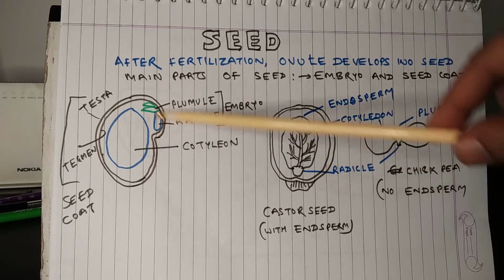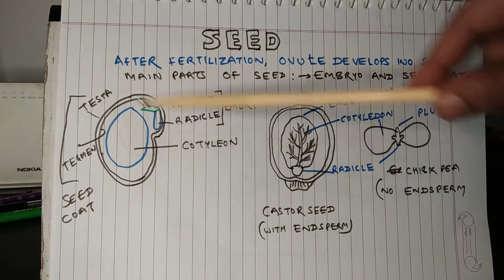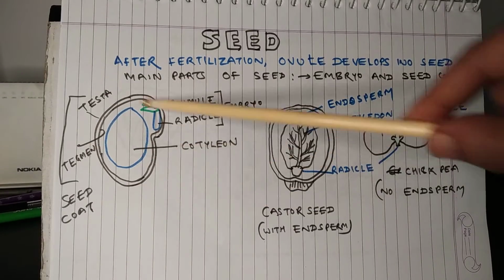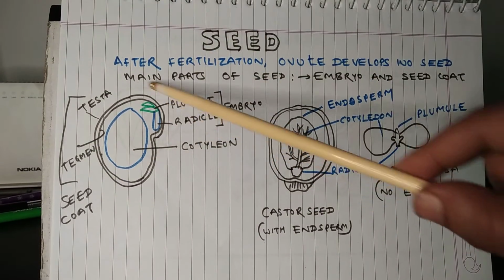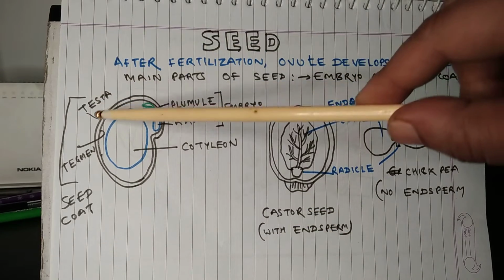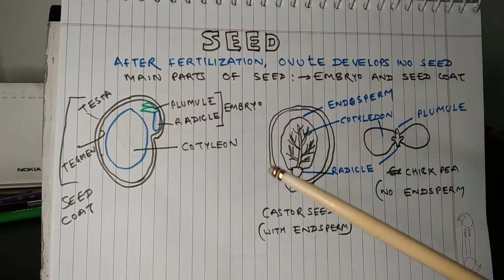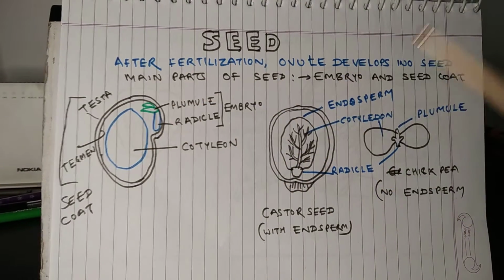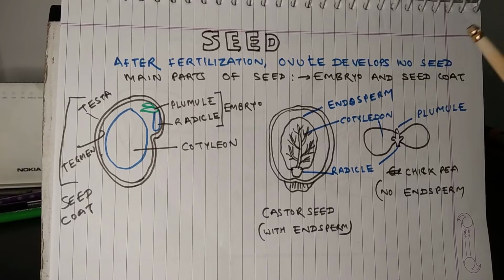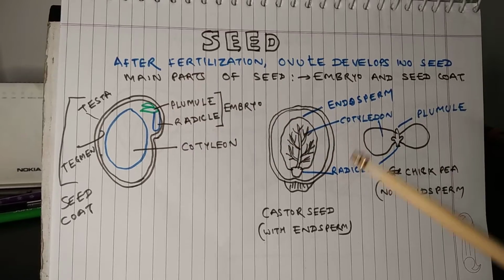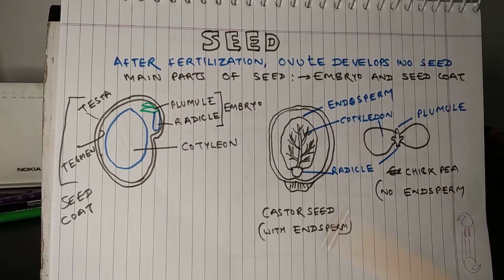Now this is a longitudinal section of a seed. This shows the seed coat and embryo. The seed coat has two layers. The outer layer is called testa and the inner layer is called tegmen. This is the embryo. The greenish portion is the plumule. It appears feathery and the stem develops from the plumule, and this lower portion is the radicle, which grows into roots.